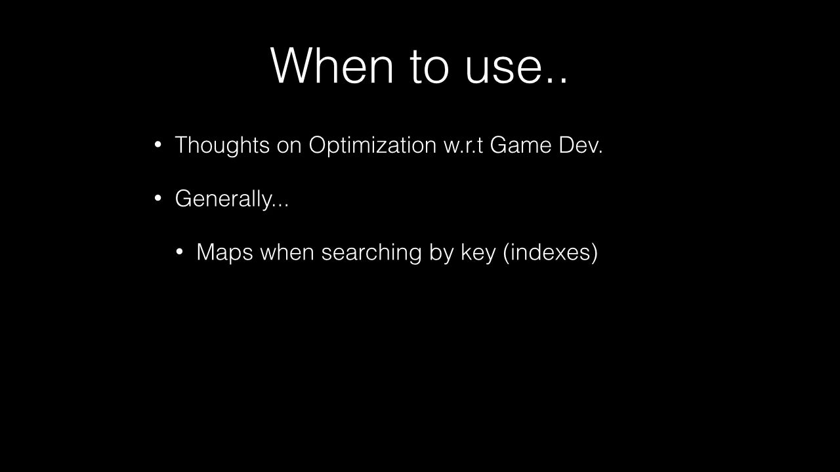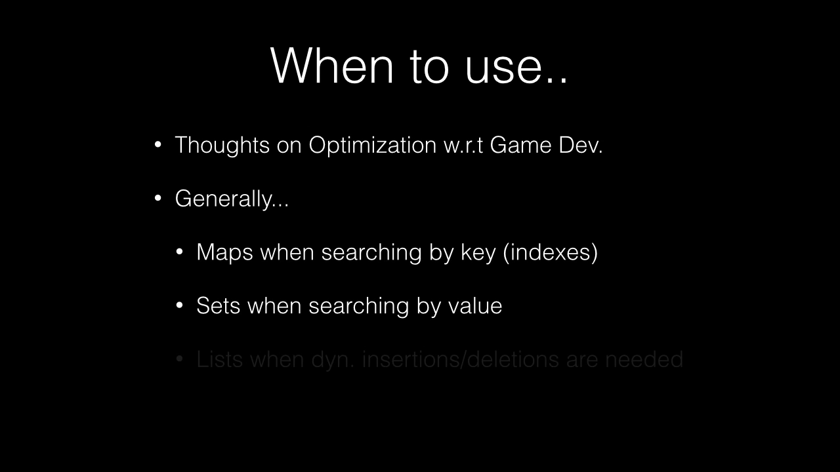You should be using maps when you're searching by a key. What I mean is if you're ever using indexes where the index is a completely different type than the value that you're storing in there. Some people call these dictionaries, some people call them tables, some people call them maps. I tend to call them maps. If you're doing indexes, use a map. You should use a set when you're searching for something very often by value, because they're very good at finding something by value. Also, you should use a set when you care about uniqueness.